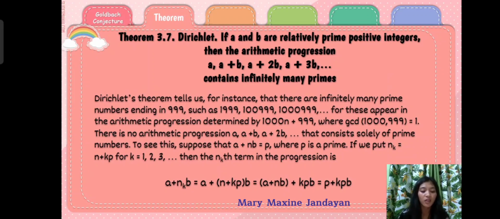Stronger forms of Dirichlet's theorem state that for any such arithmetic progression, the sum of the reciprocals of the prime numbers in the progression diverges, and that different such arithmetic progressions with the same modulus have approximately the same proportions of primes. Equivalently, the primes are evenly distributed asymptotically among the congruence classes modulo d containing a's coprime to d. So, if we put n sub k equal to n plus kp for k equal to 1, 2, 3, and so on, then the n sub k-th term in the progression is what we can see in the presentation.